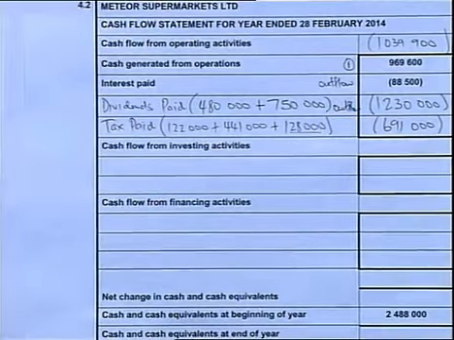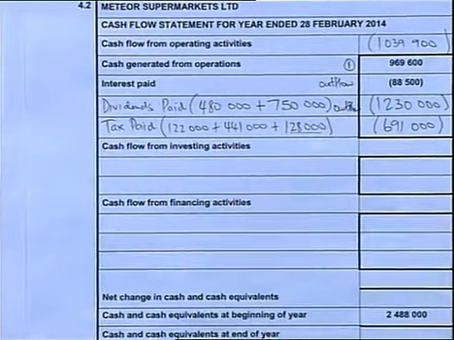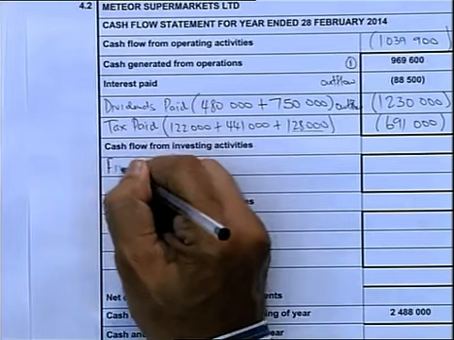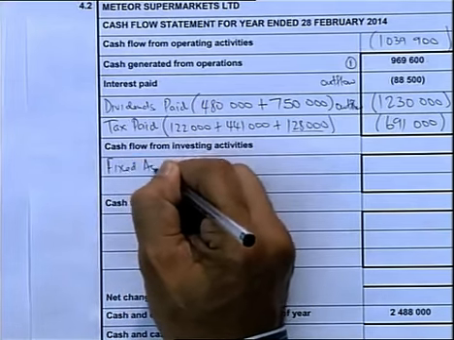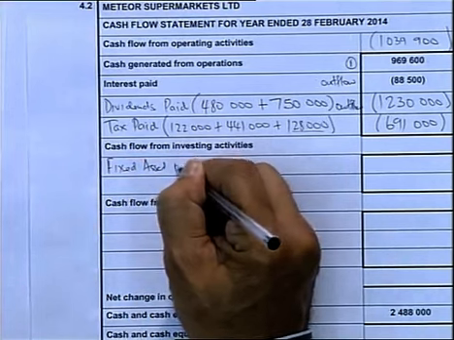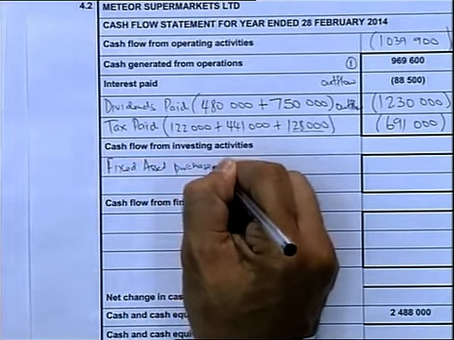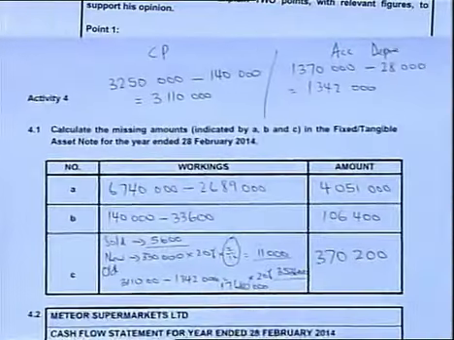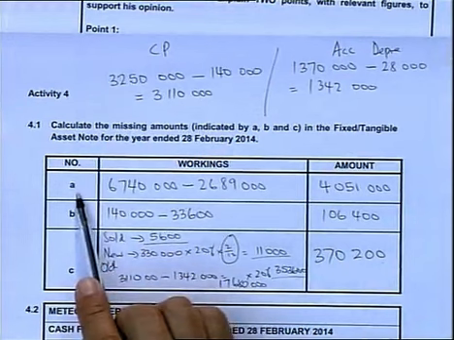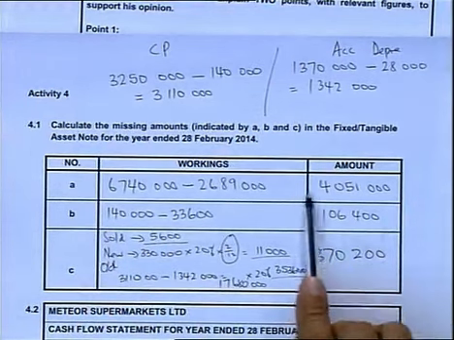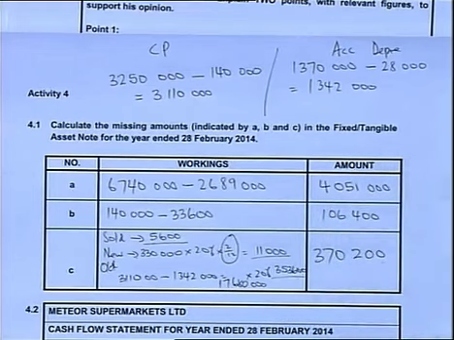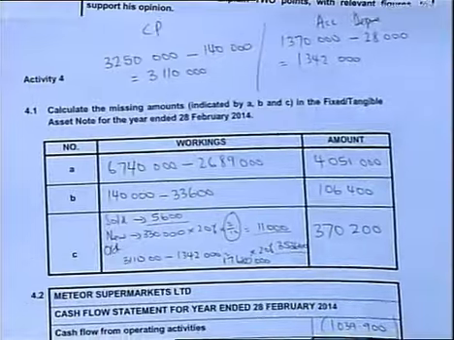It says cash flows from investing activities. Okay, so if it's investing activities, we need to know that it's going to be fixed assets purchased or fixed assets bought. Now we have to come back to the first part of the question where it asks us, letter A, calculate the land and buildings that was bought. And the land and buildings was only 4,051,000. That was only land and buildings.